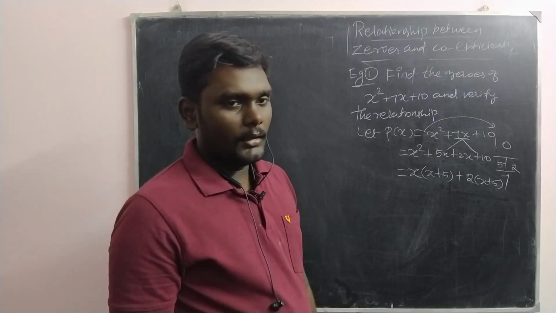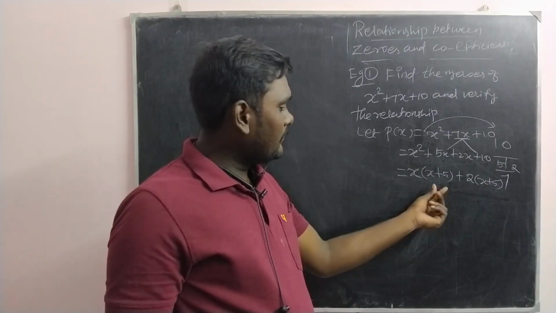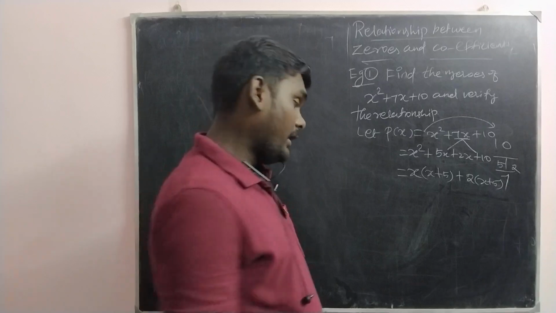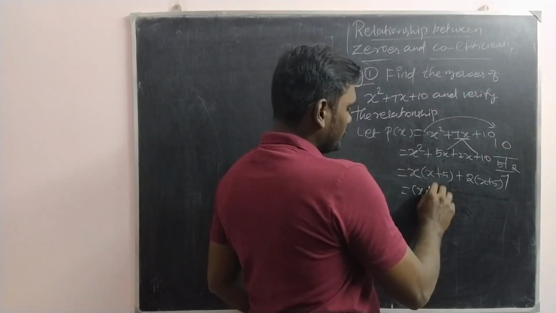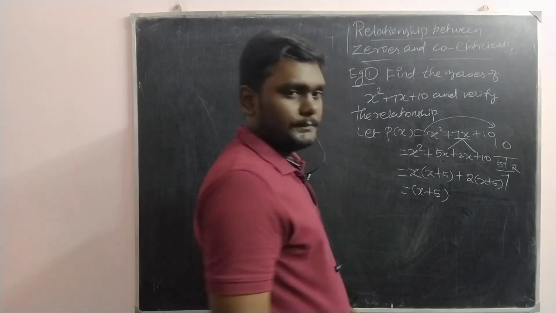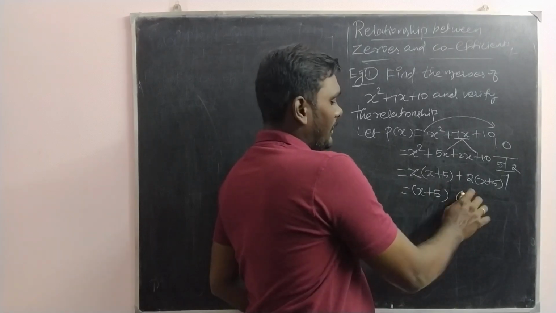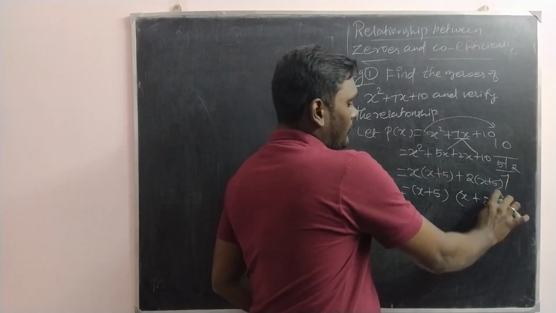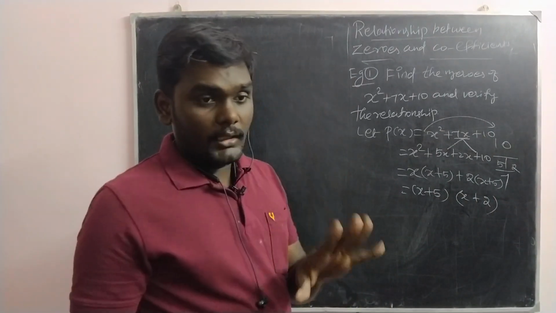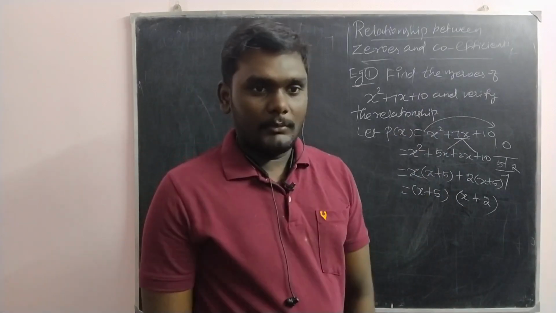2 terms. So from these 2 terms, the element x plus 5 is common. We will take x plus 5 as common. Remaining, in the first term, x will be remaining. In the second term, 2 will be remaining. What we did is simply we factorized the polynomial.